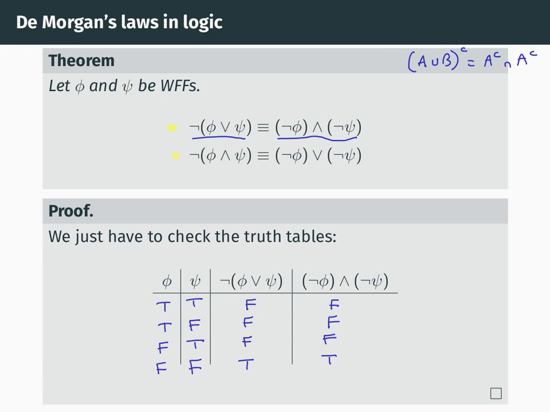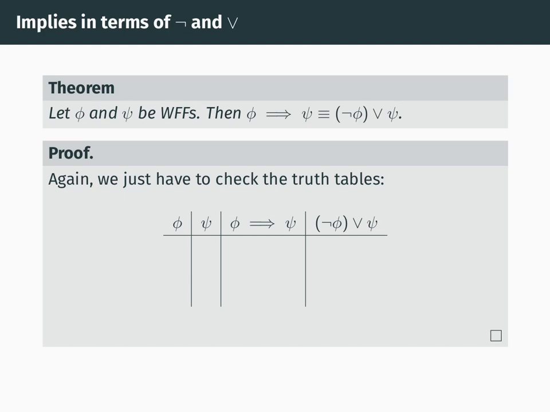To do the second one, you just need to do the same thing. So create a truth table the same way. We're now going to look at a different logical equivalence, which allows us to express implies in terms of other connectives.